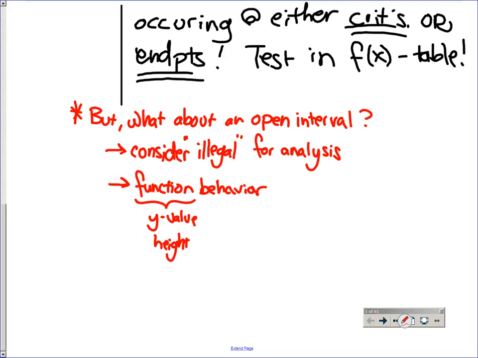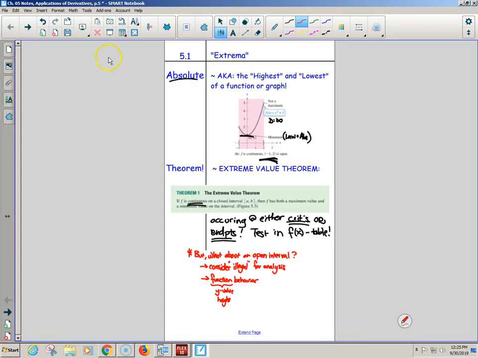So still think of your sign chart. Still think about your endpoints, but just know that they're illegal if they're not included. Does that kind of make sense? I've seen the AP guides more and more ask for absolute extrema with open intervals because they're trying to see if you know the concept and not just, all right, test the critical numbers and endpoints and you're done.